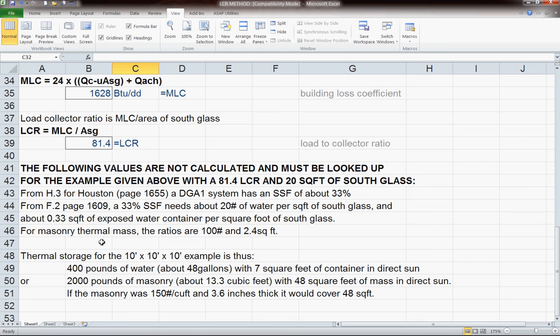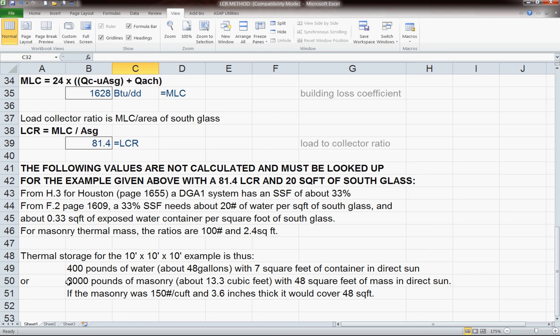Or if we're using masonry instead of water, the ratios are 100 pounds of masonry per square foot of south glass and 2.4 square feet of masonry in direct sun per square foot of south glass. So for a 10 by 10 by 10 example, this is 400 pounds of water. That's 20 pounds per square foot times 20 square feet. About 7 square feet of container. This is a 48 gallon thing, so it's about 1 barrel.